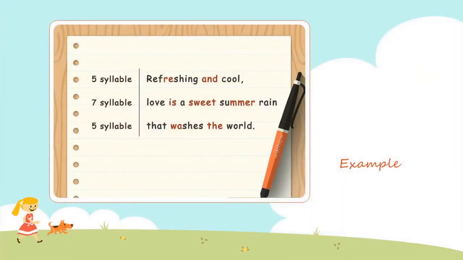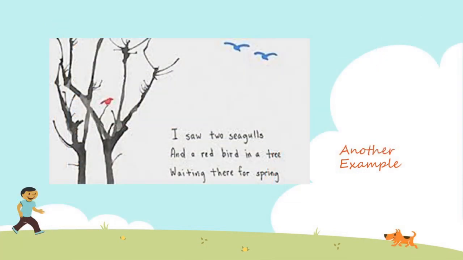Now let's take one more look. Refreshing and cool, love is a sweet summer rain that washes the world. Again it follows all the requisite criteria for writing a haiku. It has the syllable count, talks about nature, connects love as a metaphor with nature, and thus brings human nature and nature together. Here's another example for you to look at before we finally write our own haiku.